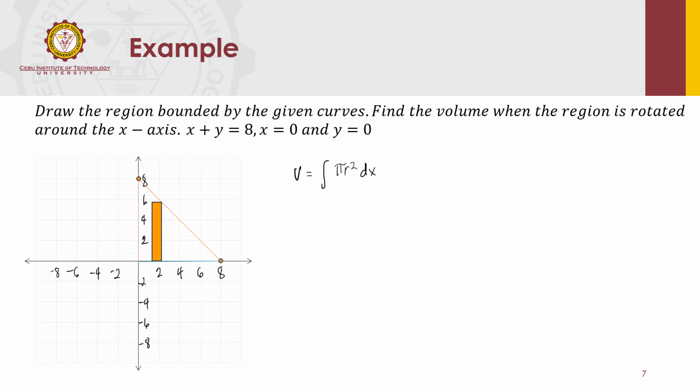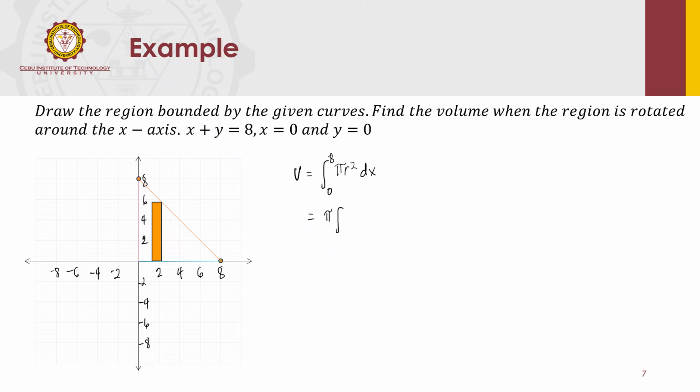And then for the limits, we have x as the variable of integration, so the limits should be x values. The area is only from x equals 0 to x equals 8. So the lower limit would be 0 and the upper limit would be 8. So it's going to be pi times the integral of r.